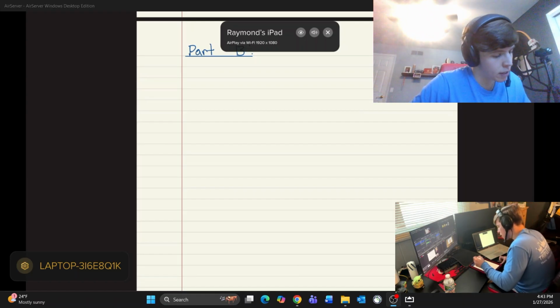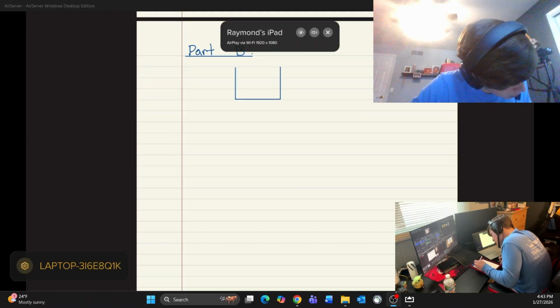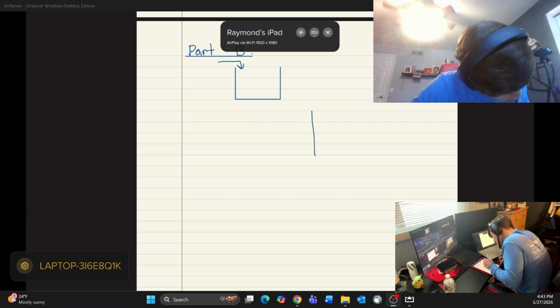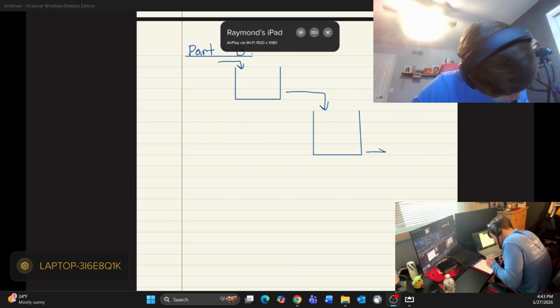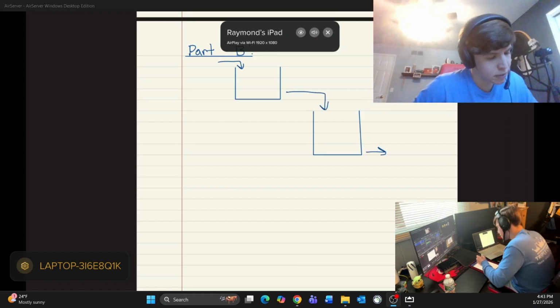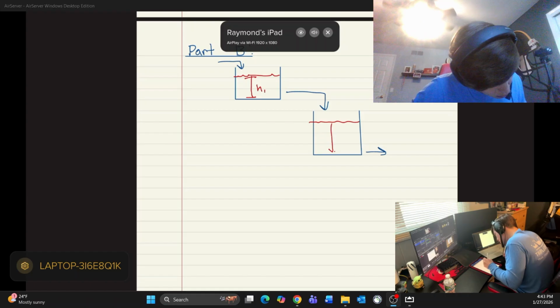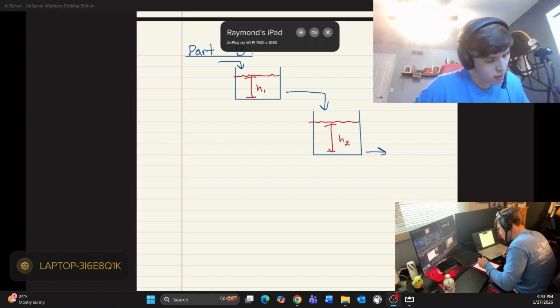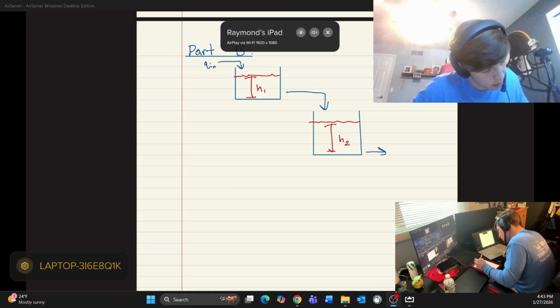All right, so we're going to get started first off by drawing our system here, where we have just a simple gravity drained two-tank system. So we have our tanks. And what we also need to look at is that all of these tanks have a certain liquid height. We're going to call these H1 and H2. And we're going to call these Qn, Q1, Q2.